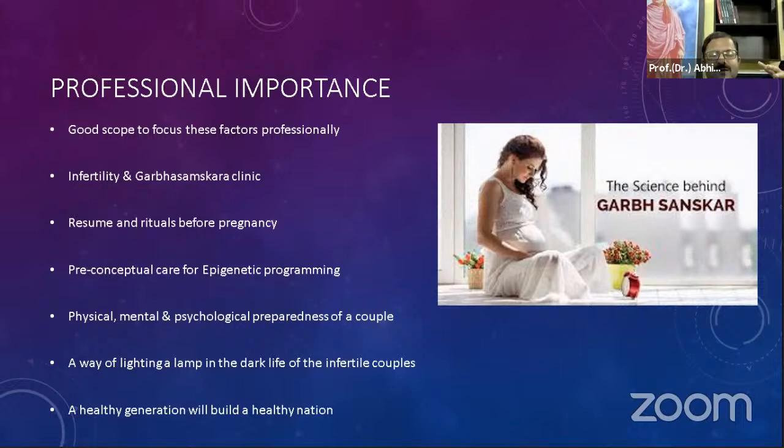So what things are achieved in this Garbha Sanskar? Physical, mental, and psychological preparedness of a couple. In Garbha Sanskar, the male and female partners are prepared physically, mentally, and psychologically to have healthy offspring or a healthy generation. Practicing this is a very genuine type of work, because you can light a lamp in the dark life of an infertile couple. If out of 10 patients you give results to 3, if you give a child to 3 couples, it is again a very appreciable thing, and the credit goes to our science, that whatever is mentioned in our science is really true.